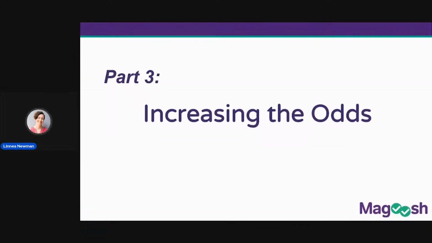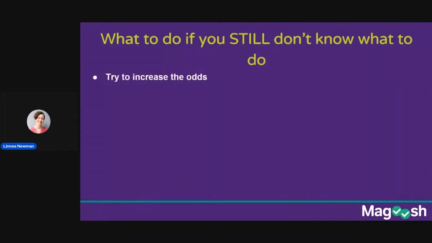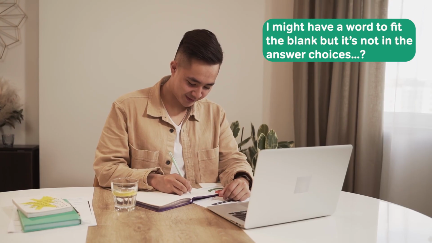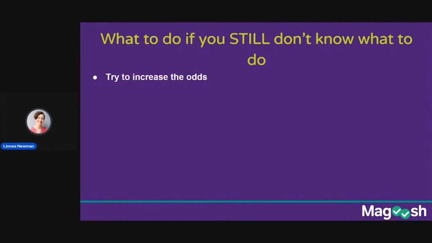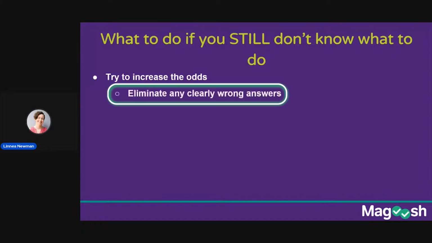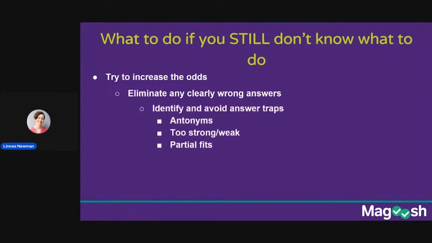Increasing the odds. What to do if you still really don't know what to do. Increasing the odds means I might have a word that I think works for the blank, but I don't know what's up with these answer choices. Still, when you dig into the answer choices, try to eliminate any clearly wrong answers. So an antonym, or something that's too strong or too weak. Partial fits. Those all are going to fail and not be the actual credited response.